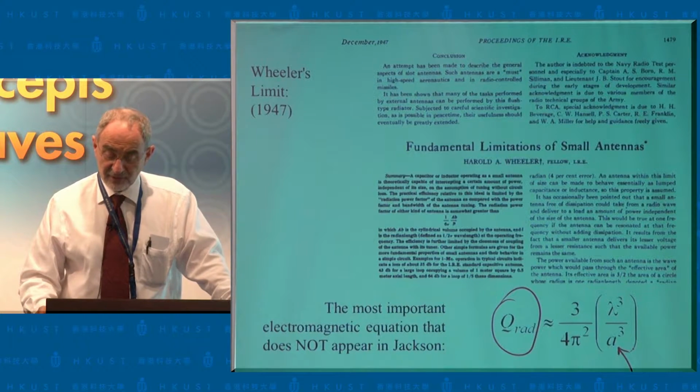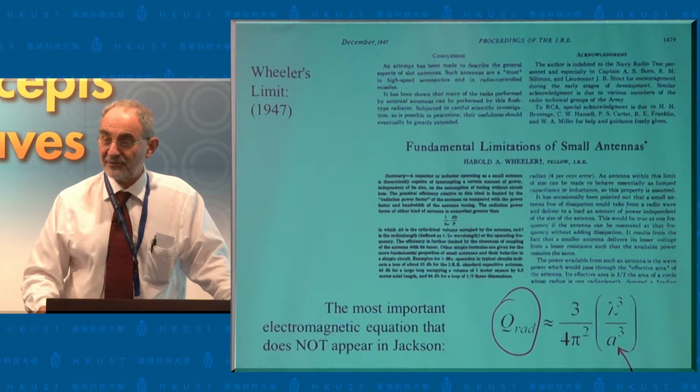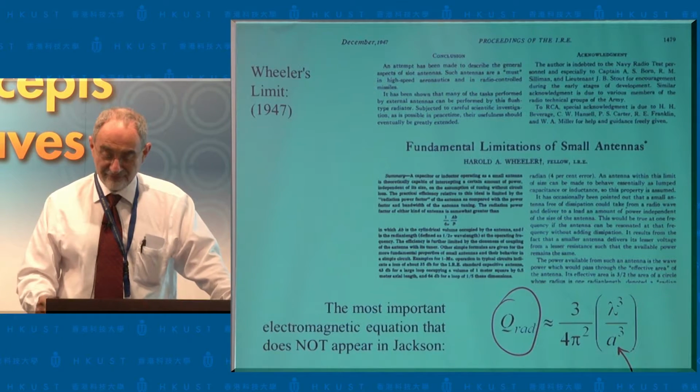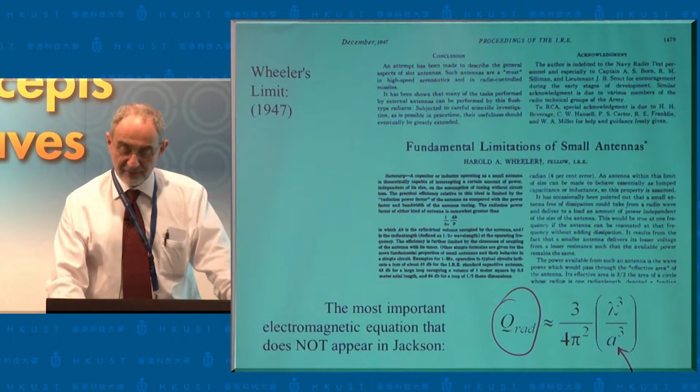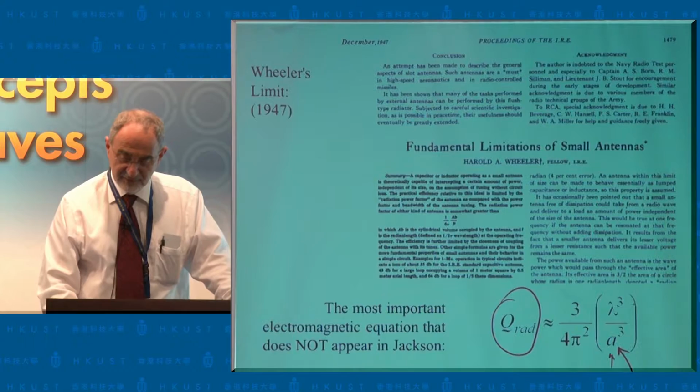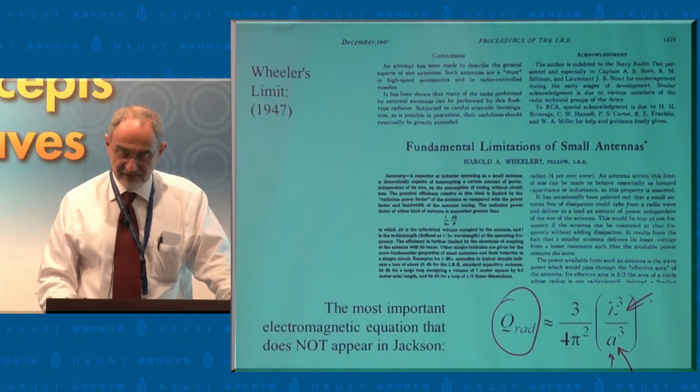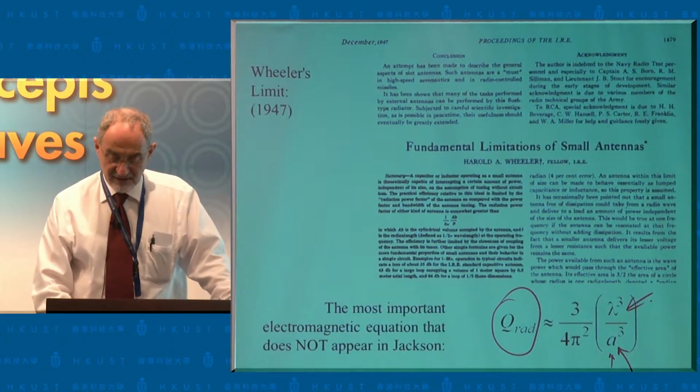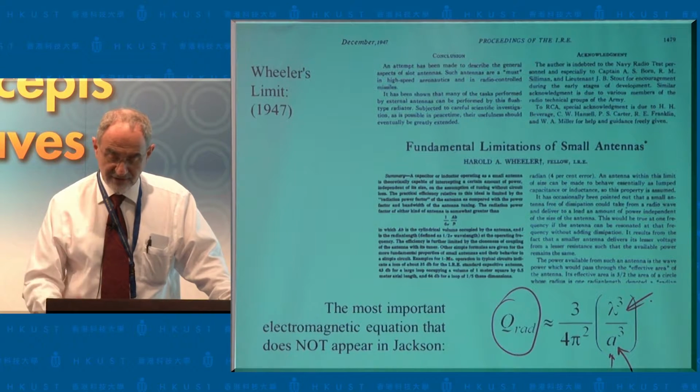So it's perfectly normal for me to ask the students in my class, what is your personal radiation Q? Just like they have a personal LC frequency, they have a personal radiation Q. And it depends upon their size and whether they've made any special effort to change their resonant frequency. So this is a very important formula, and it's the heart of small antennas.